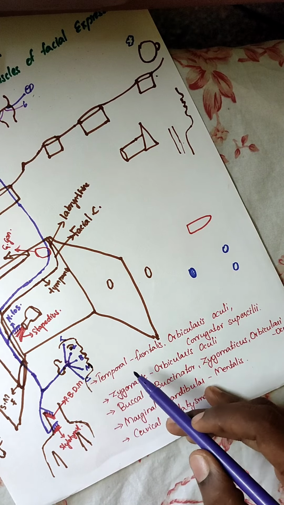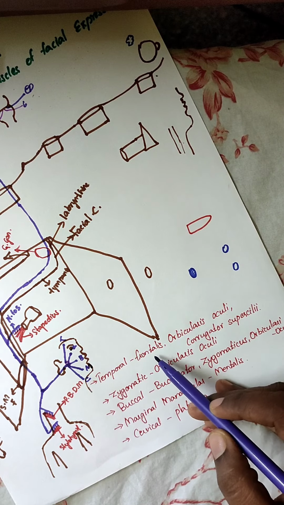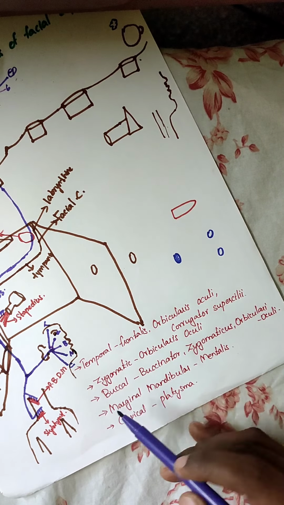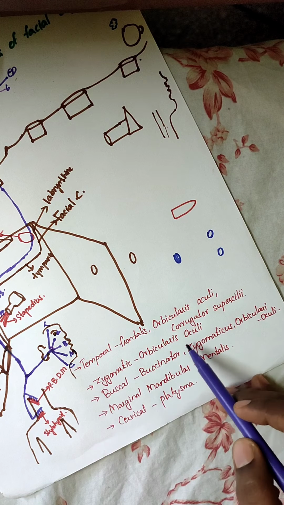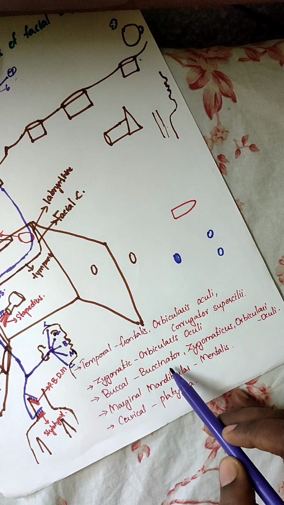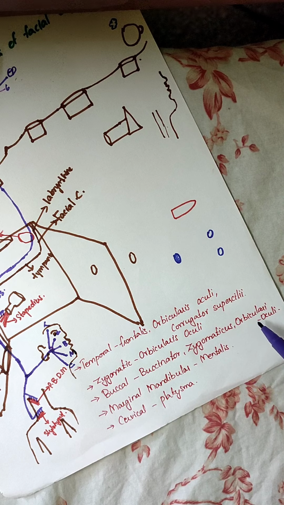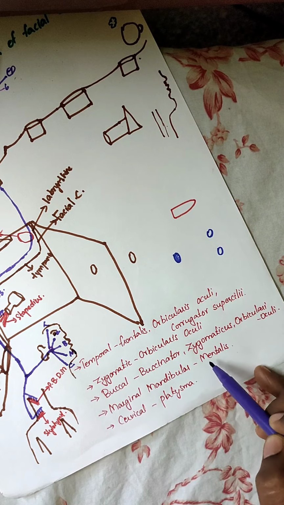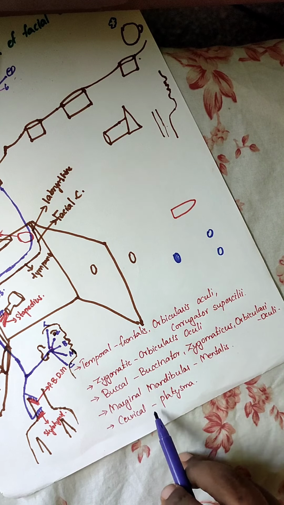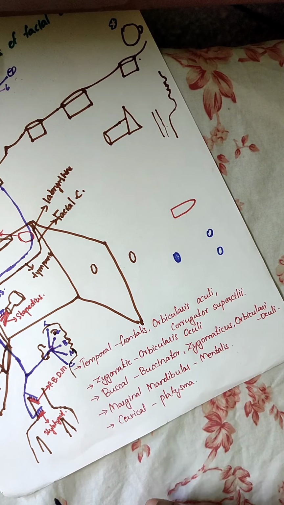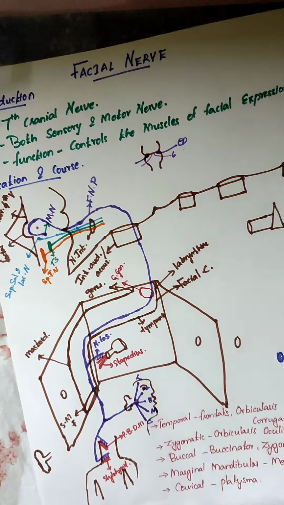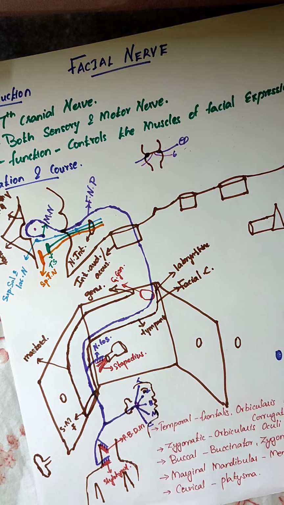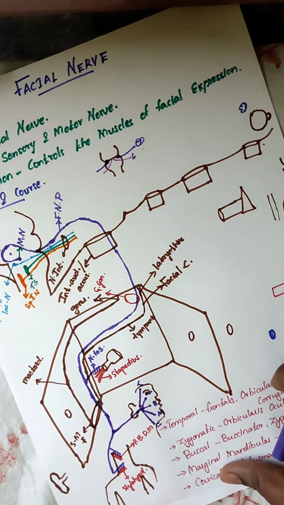Temporal branch supplies the muscles in the forehead, that is the frontalis, orbicularis oculi, corrugator supercilii. Zygomatic branch supplies the orbicularis oculi. Buccal branch supplies the buccinator, zygomaticus, orbicularis oculi muscle. Marginal mandibular branch supplies the mentalis muscle, and cervical branch supplies the platysma in the cervical region. So that's about the motor branch of the facial nerve.